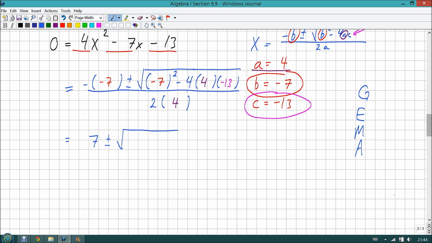On the inside, I have an exponent, negative 7 squared. That's 49. Then I have negative 4 times 4, which is 16, times negative 13. Now that's a big number. That's one that I can't quite do in my head.